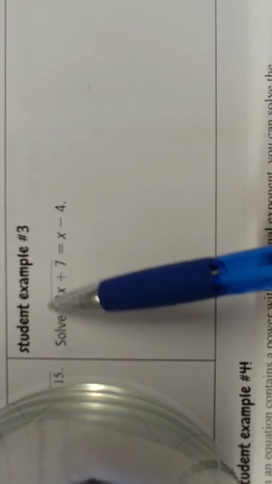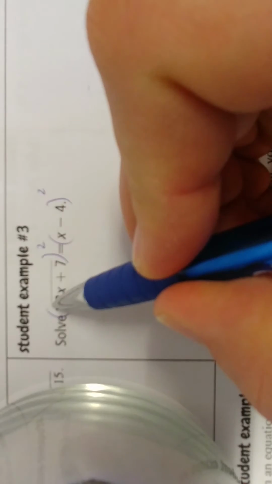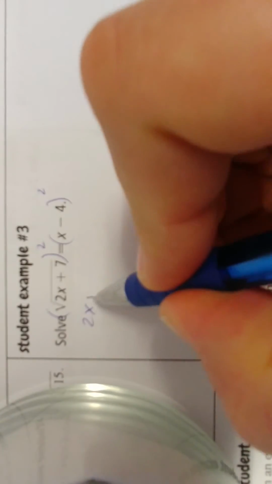If you see on this side, everything is under this radical, it's only a radical on this side. So the best way to get rid of that radical is to square it. But if I square one side, I need to square the other side as well. So this is where things get kind of funky. Now, this square and this root will cancel each other out.